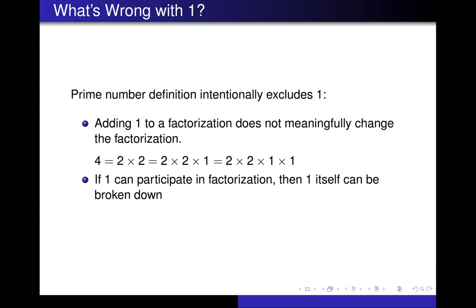The second reason is, remember, one of the things that was really important to us is that primes couldn't be broken down into other numbers, right? But if 1 is allowed to participate in a prime factorization, then 1 itself can be broken down. We could just write 1 equals 1 times 1, right? 1 is broken down into two primes, 1 times 1, and that wouldn't be allowed as a prime number. So either way, 1 is a great number. I love it. It's a wonderful multiplicative identity, but it doesn't participate well as a prime number, and that's why we exclude it.